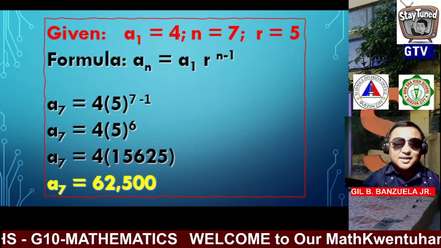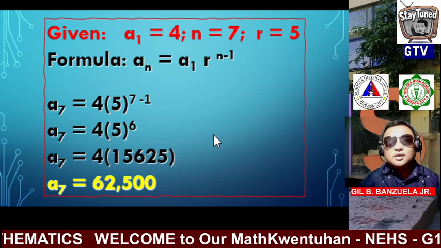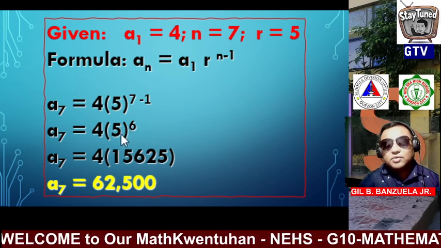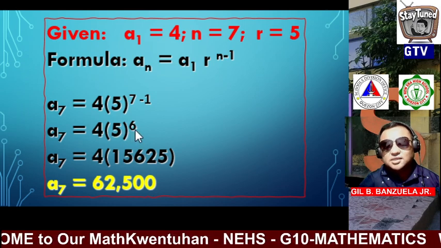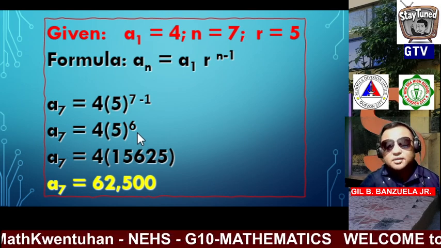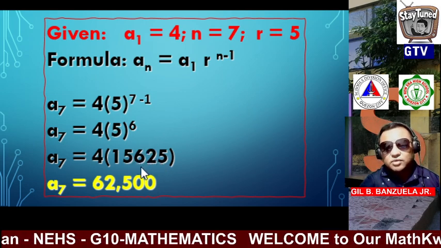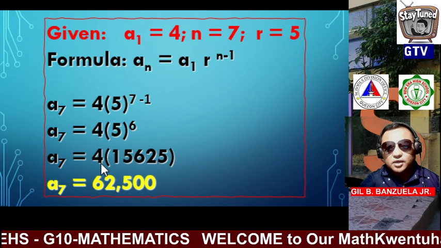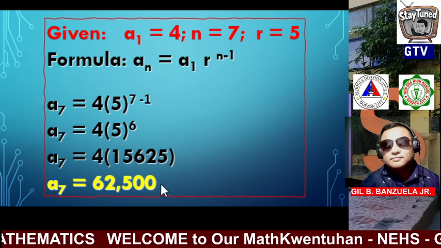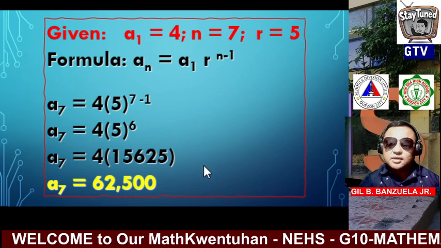Alright, diba? Sobrang dali lang. Tabi nyo lang lagi sa inyo yung inyong scientific calculator. Kung wala naman, ang gawin nyo lang, i-multiply nyo lang yung 5 ng 6 times. So, 5 times 5 times 5 times 5 times 5 times 5. Then, you will arrive at 15,625 also. Then, don't forget to multiply it to your first term 4. Then, you will arrive as well at 62,500. And that's it. That's our second problem.